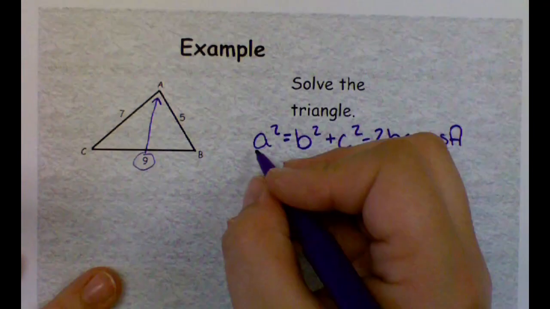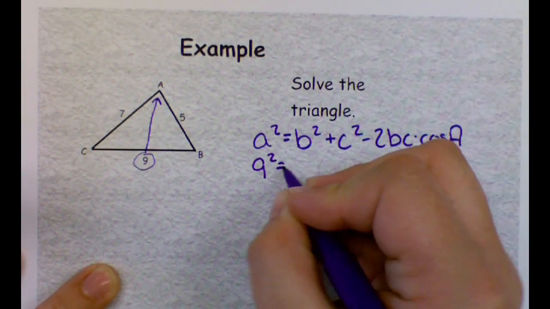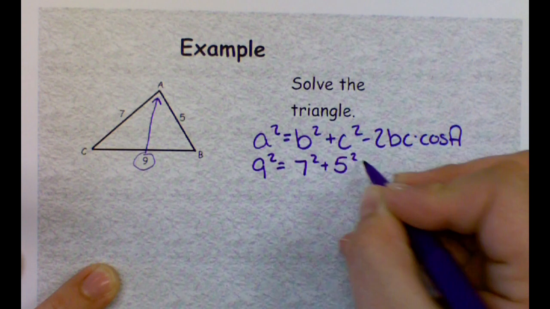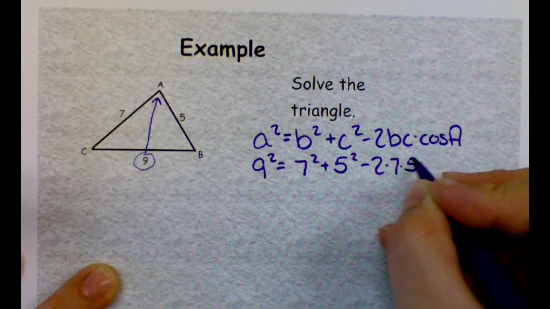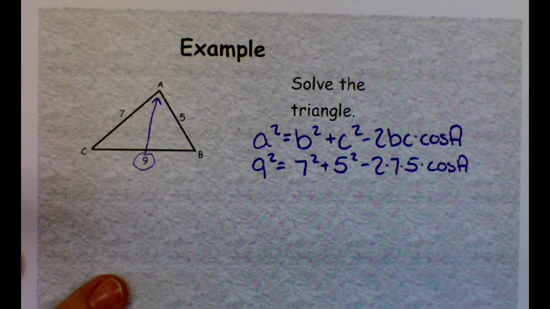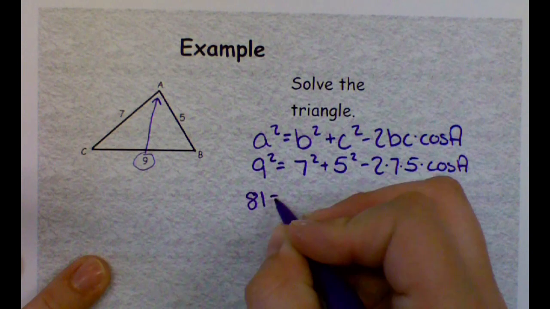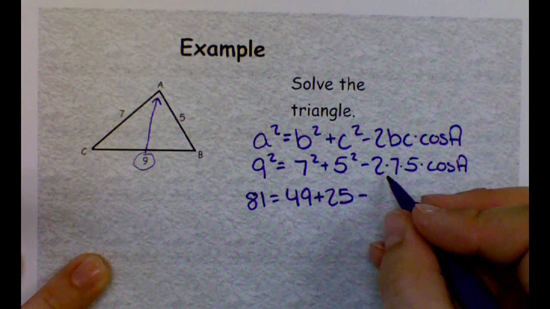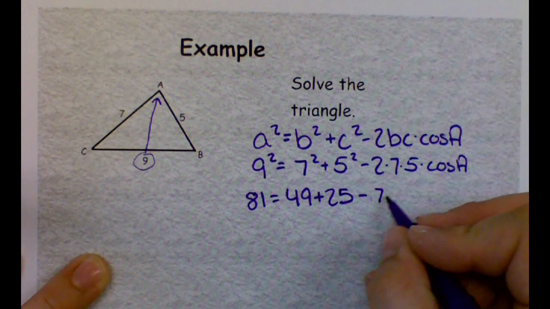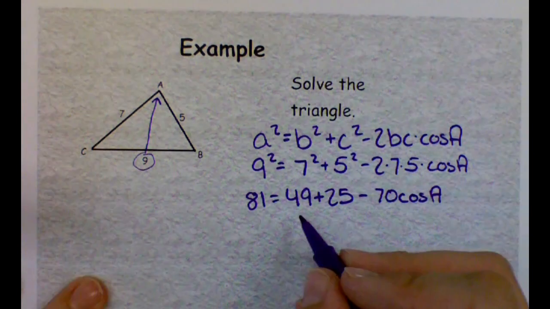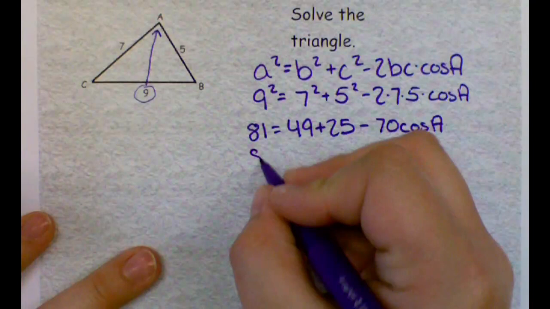Plug in everything I know. Side a is 9. Side b is 7. Side c is 5. And now I start multiplying. 9 squared is 81. 7 squared is 49. 5 squared is 25. 2 times 7 times 5 is 70, times the cosine of A. I can add my 49 and 25 together.